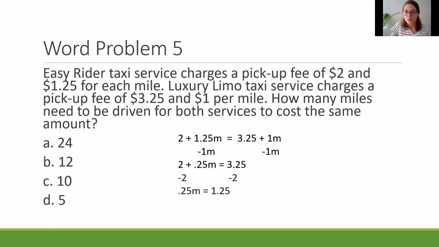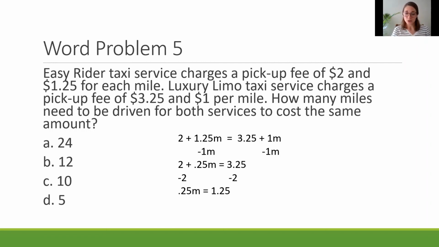Now, I see that I have a couple of regular numbers with no variables that I can move together. So if I see a positive 2 over on the left side, I'm going to say, okay, the opposite would be minus 2. I'm going to do the same thing on the other side. So positive 2 minus 2 cancel out. That leaves us with just 0.25M. And on the other side, 3.25 minus 2 equals 1.25. So now I have it simplified so that all of my like terms are together here.